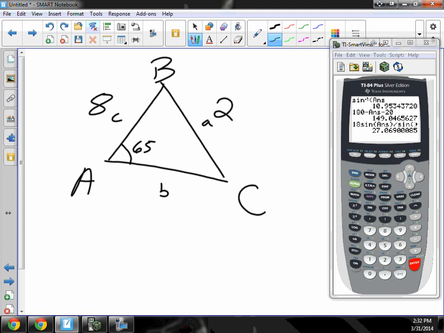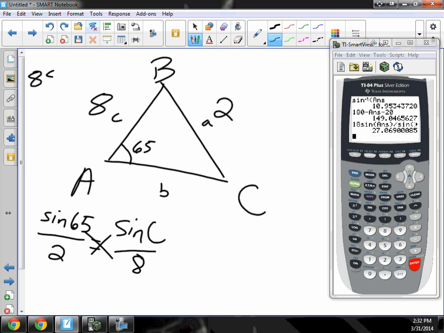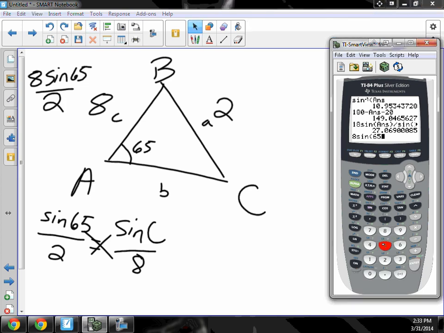So let's try to solve this. The sine of 65 over 2 equals the sine of C over 8. Cross multiply. 8 sine of 65. What am I going to do to that? Divide that by 2. So 8 sine of 65 divided by 2. This one is no solution, because side A is way too short to finish out that triangle. Okay?